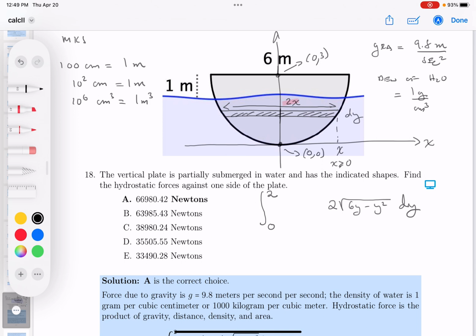I'll write this over here, and I'll write this over here. It's the density of H2O now, the density of H2O. So it's 1 gram per centimeter cubed. So I now know that there's 10 to the 6 centimeters cubed in every meter cubed.